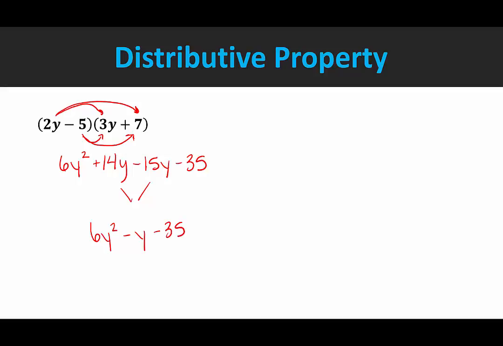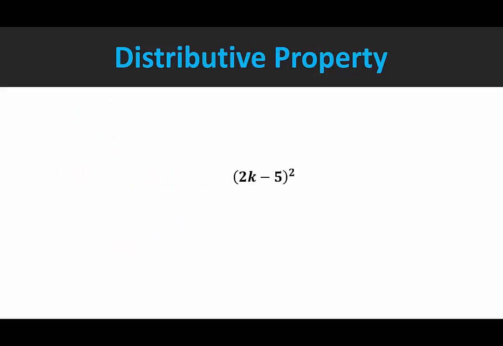Alright, let's look at something a little bit different. What if I have this? 2k minus 5, the quantity squared. Well, this square here, if I have x squared, that means x times x. It means the same thing here, just with a polynomial. Take it and multiply it by itself. So I have 2k minus 5 multiplied by 2k minus 5.